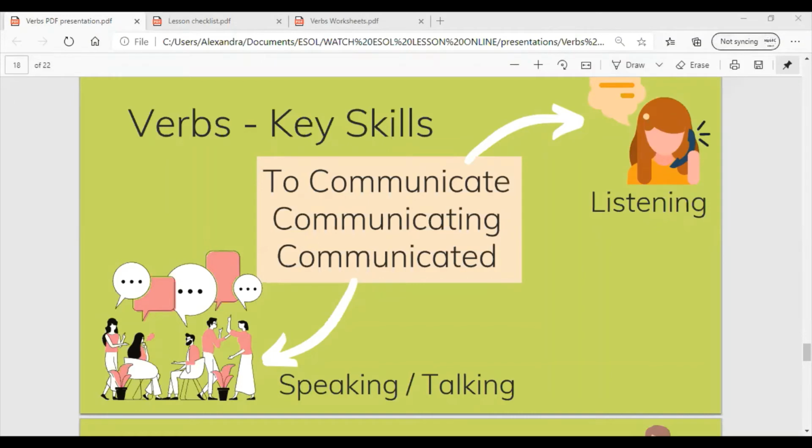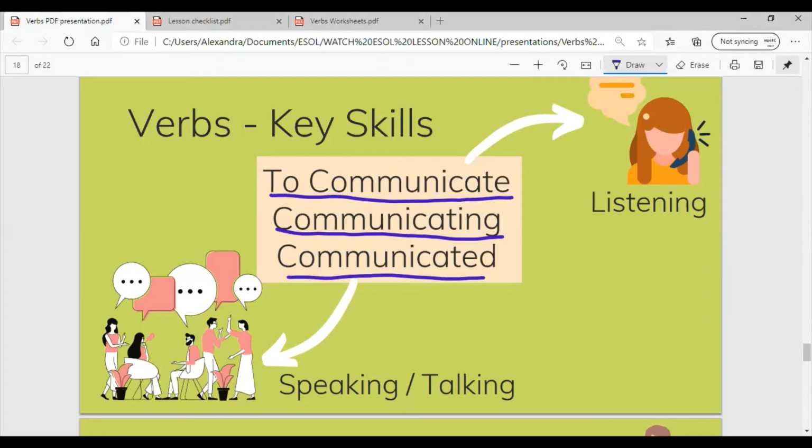Okay, so our key skills now, if we're looking at different types of verbs, is communication. So to communicate, communicating, and communicated. Now, to communicate is the future tense. So I am going to communicate. I'm communicating is our present tense. I'm communicating, that is a verb, action happening right now. Or I communicated, that's the past tense. So that's the verb in the past tense.